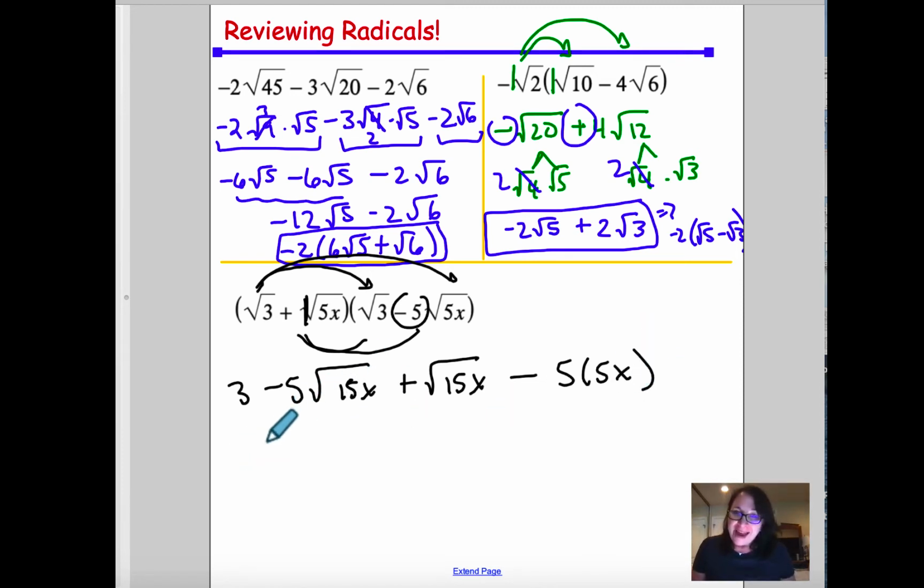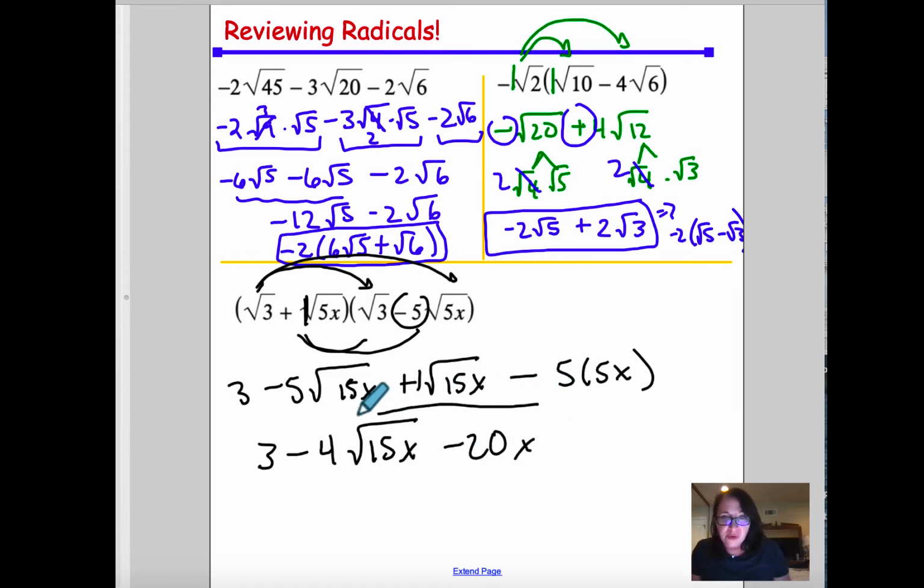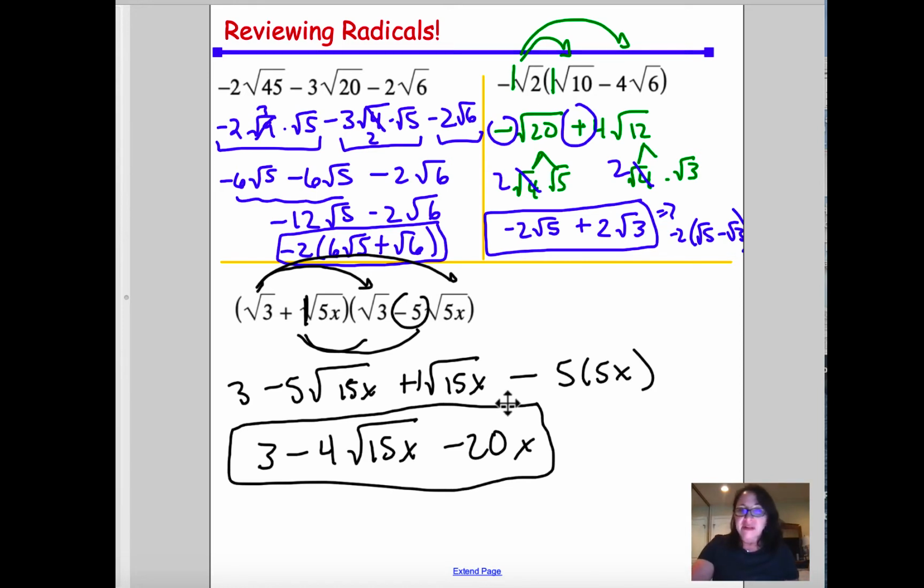And so now simplifying, which is adding like terms, is going to be 3. We have negative 5 plus 1, so that's minus 4 root 15x, and then minus 20x. And so you would just leave your answer like that. There's nothing you can do about that. Everything's different. You just leave it.